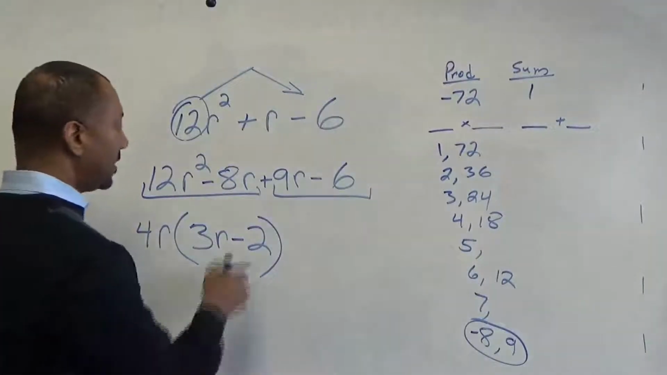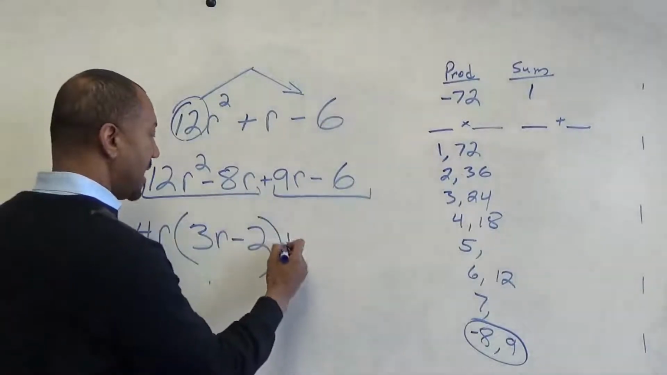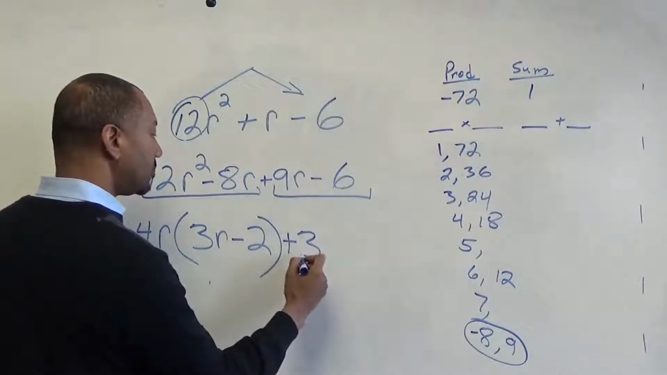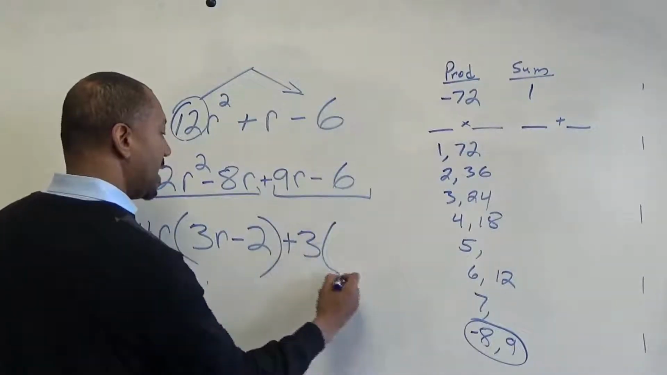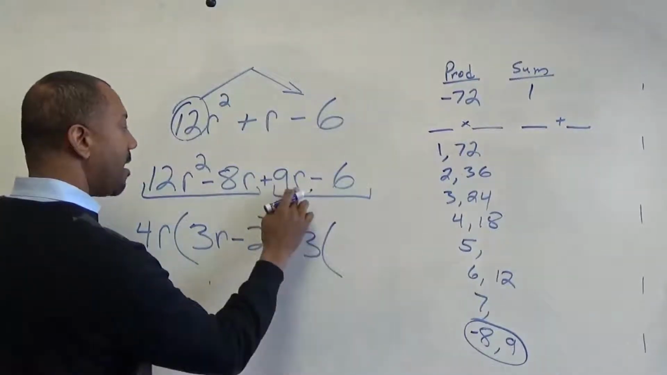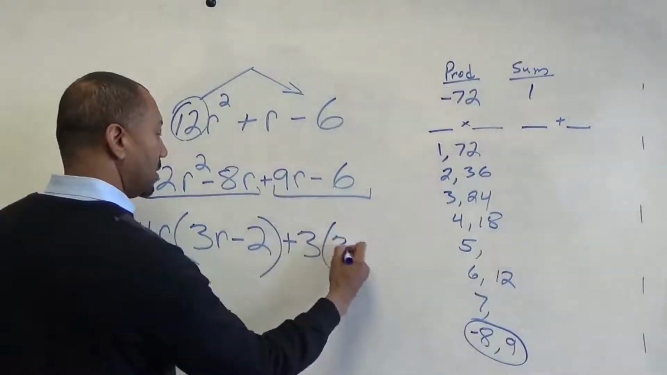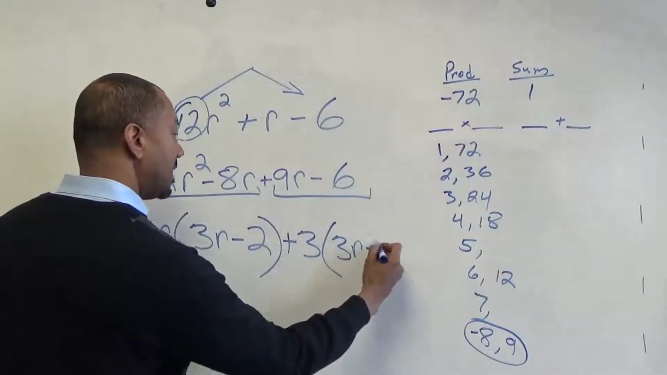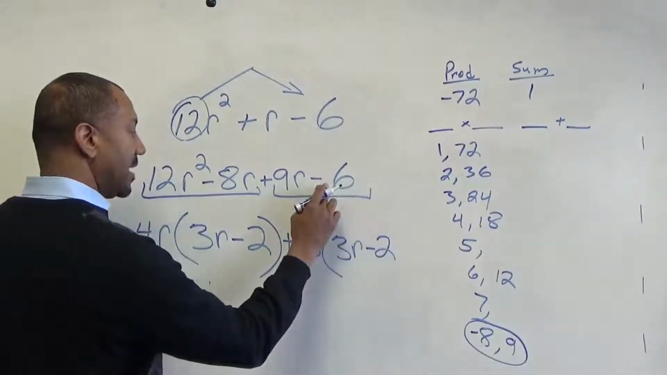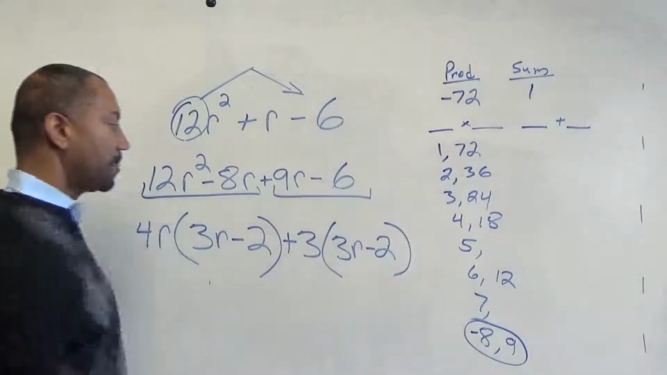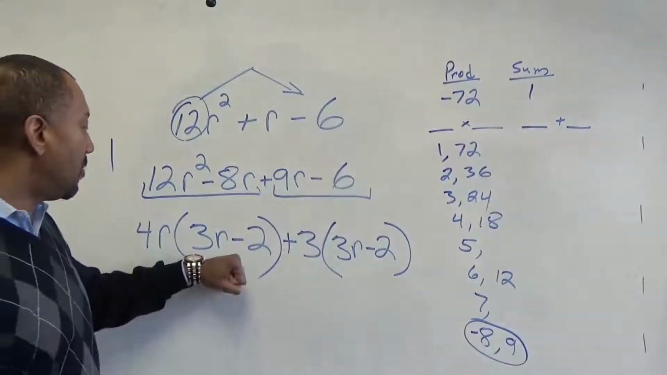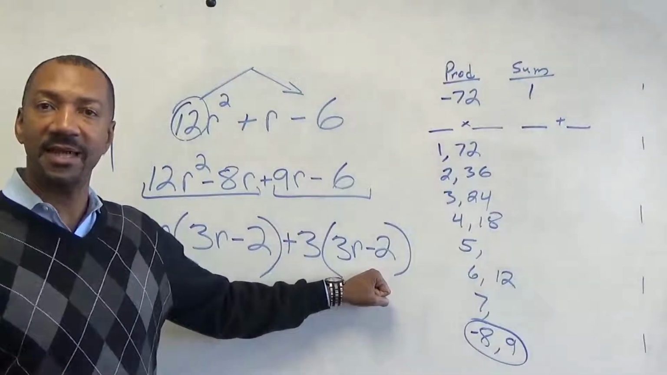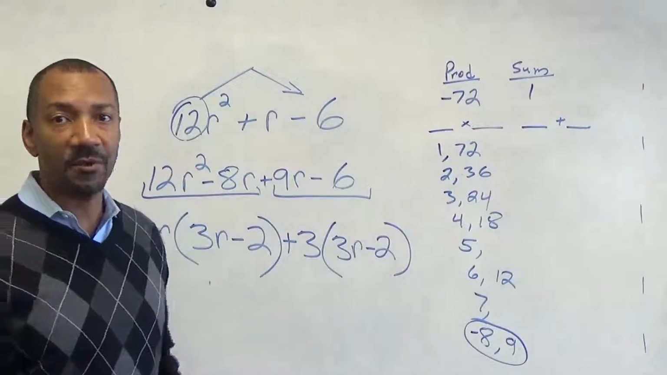For the second, that's a positive, so let's bring that down, and we can factor out a 3 from those two. So positive 3 times what will give you 9r? 3r. And positive 3 times negative 2 will give you back the negative 6 you're looking for. Okay, again, we've got a perfect match for what's inside the parentheses. That lets us know we're doing this correctly.